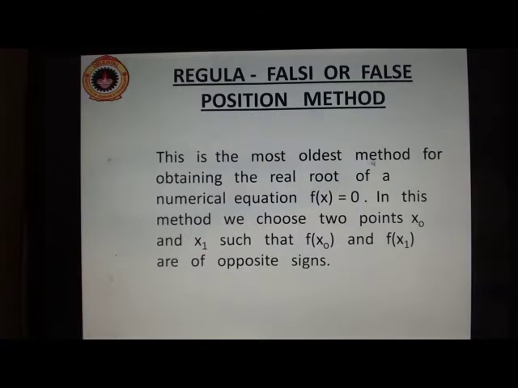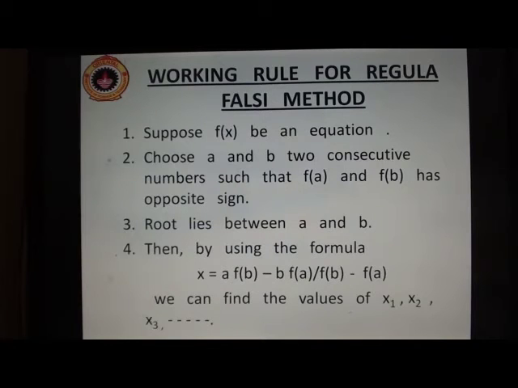This is the oldest method for obtaining the real roots of a numerical equation f(x) = 0. In this method, we choose two points x0 and x1 such that f(x0) and f(x1) are of opposite signs. Here is the working rule for the regula falsi method.